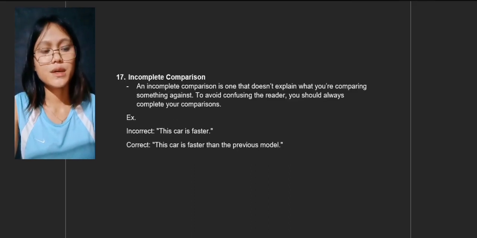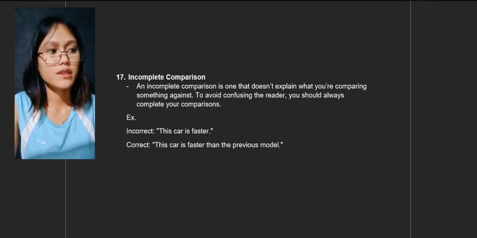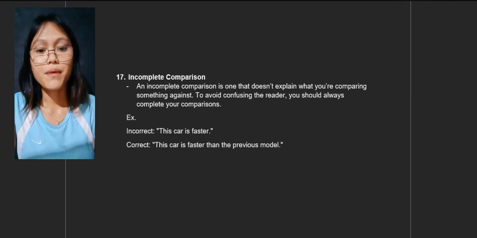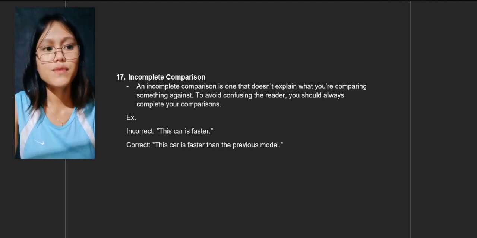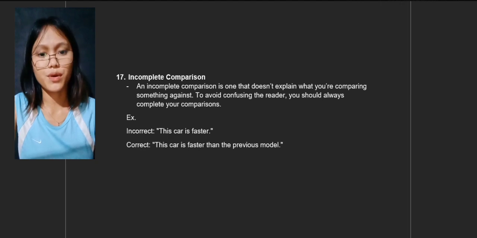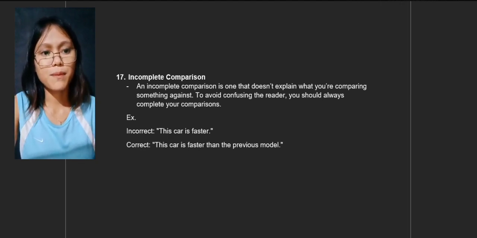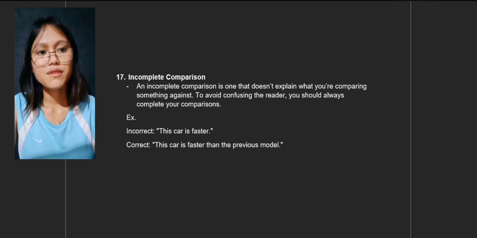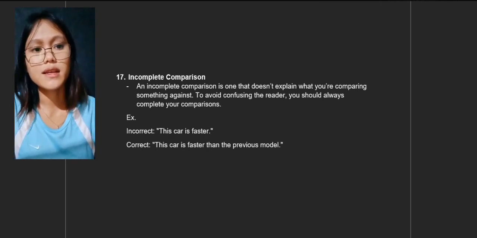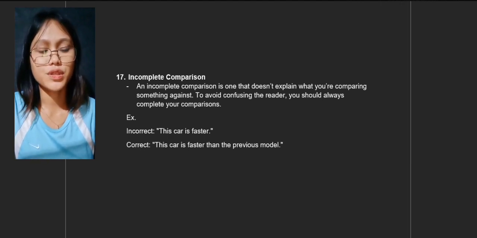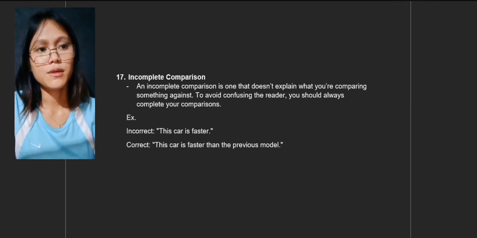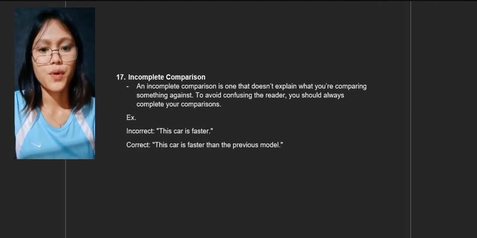Number 17, incomplete comparison. An incomplete comparison is one that doesn't explain what you are comparing something against. To avoid confusing the reader, you should always complete your comparisons. Incorrect example for this is, this car is faster. That's incorrect. So the correct one is, this car is faster than the previous model. You add another clause for it to be understandable.